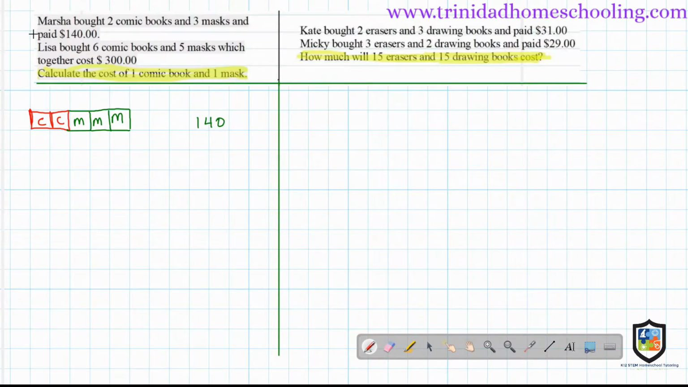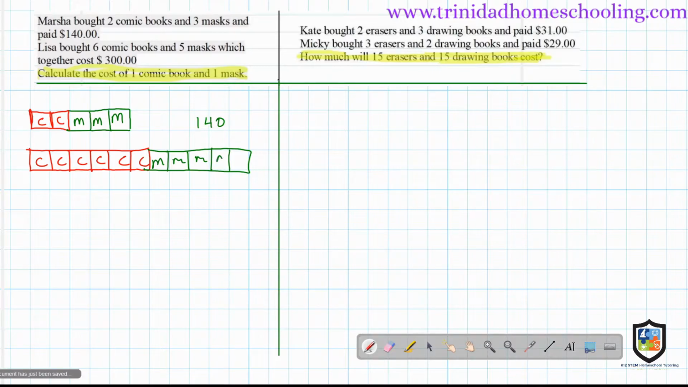Now they said Lisa bought 6 comic books. 1, 2, 3, 4, 5, 6. So 6 comic books, and she bought 5 masks. Right, 5 masks. And these together cost $300.